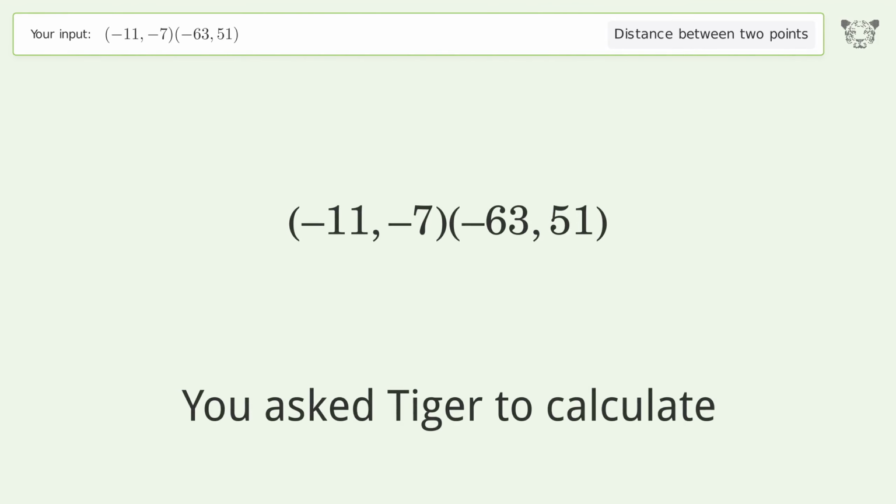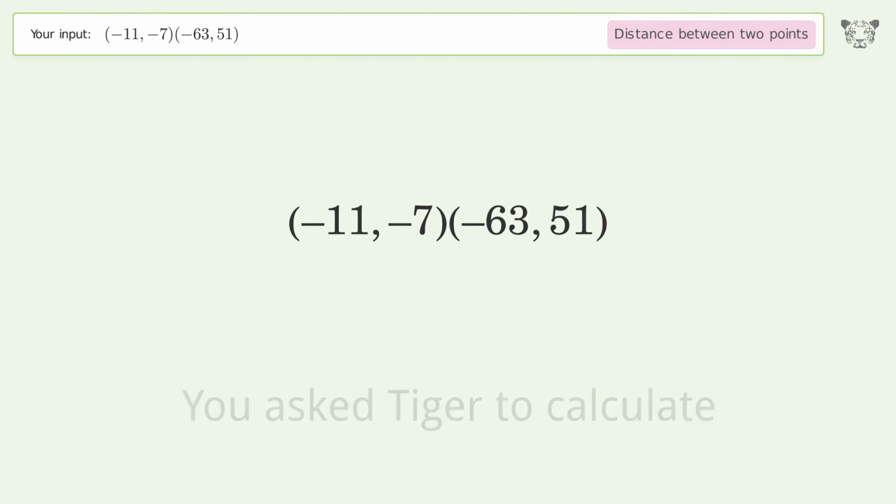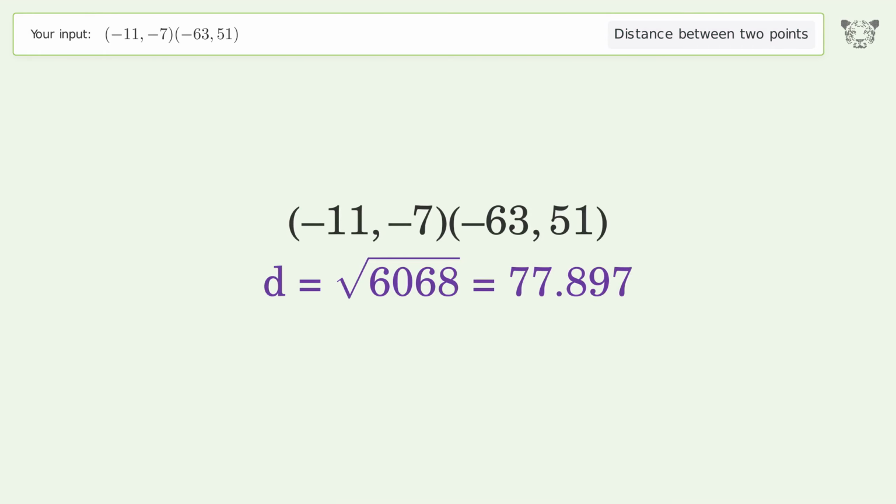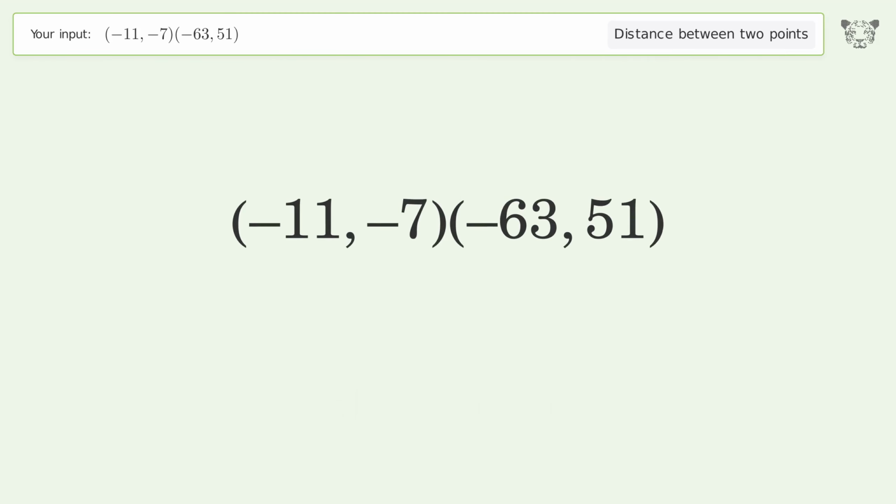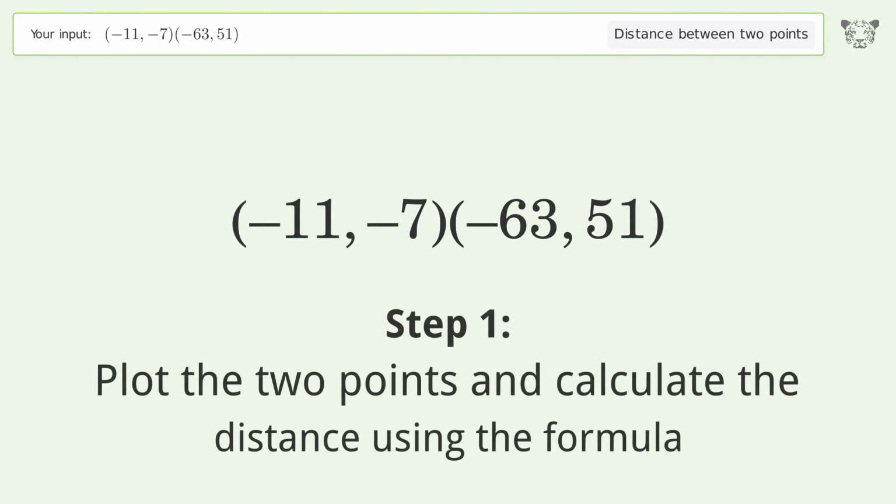You ask Tiger to calculate. This deals with the distance between 2 points. The distance between the 2 points is the square root of 6,068, or 77.897. Let's solve it step by step. Plot the 2 points and calculate the distance using the formula.